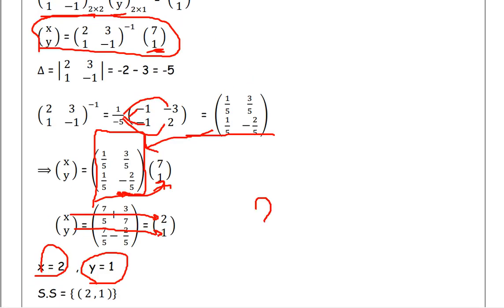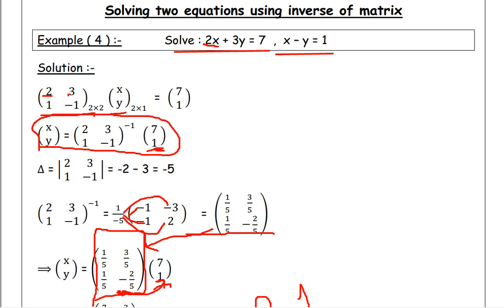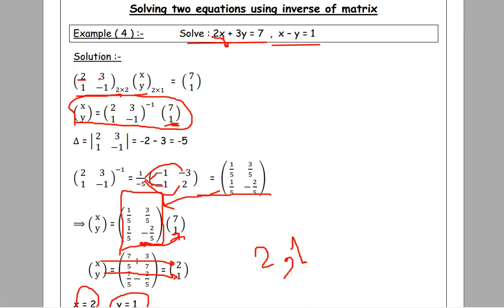Okay, so how can we make sure the answer of x is 2 and the value of y is 1? Let's check this answer. We will put 2 instead of x. 2 by 2 equals 4, plus 3 by y equals 1, so it is 3. So is 4 plus 3 equals 7? Yes, so this is the right answer. And check the second equation, x minus y equals 1. As x equals 2 and y equals 1, 2 minus 1 is 1. Yes, this is the right solution.